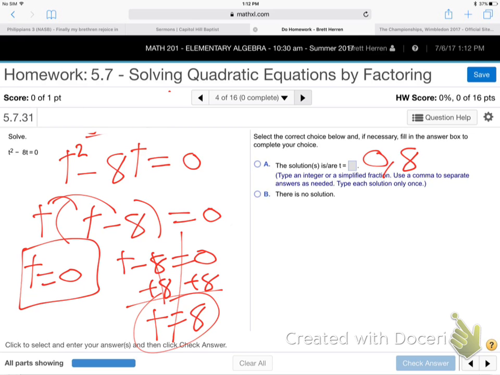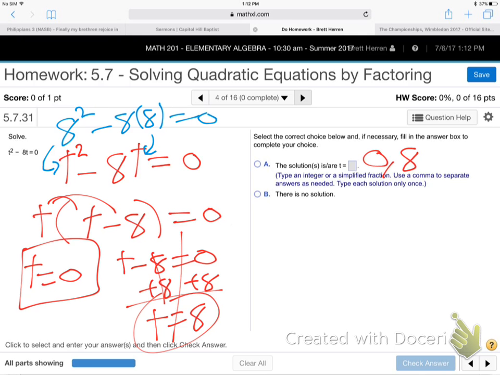Do you realize we're finding answers that make it true? If you come back here, what we're saying is if you let t be 0 in both cases, if you plugged in 0 for t, it's going to make it true. Well, of course. We should have seen that one coming, right? 0 squared minus 8 times 0 is 0. Will the 8 work? Is 8 squared minus 8 times 8 equal to 0? Well, yeah, 64 minus 64 equals 0.